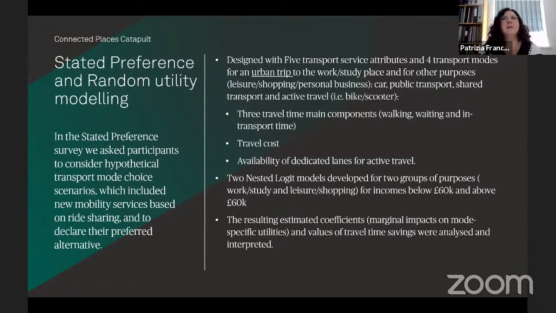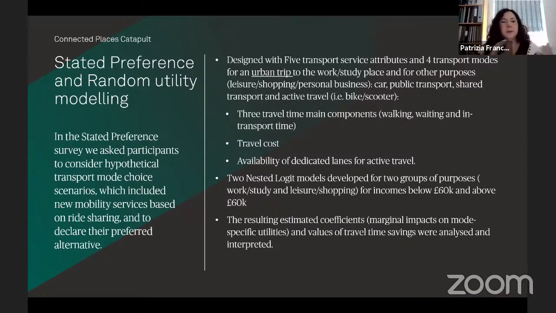So we asked them to consider some hypothetical scenarios. We considered 5 transport service attributes and 4 transport modes for an urban trip. We have not considered long trips, only short trips between 3 and 10 miles, within the time of year, both when traveling for work and when traveling for shopping and leisure.